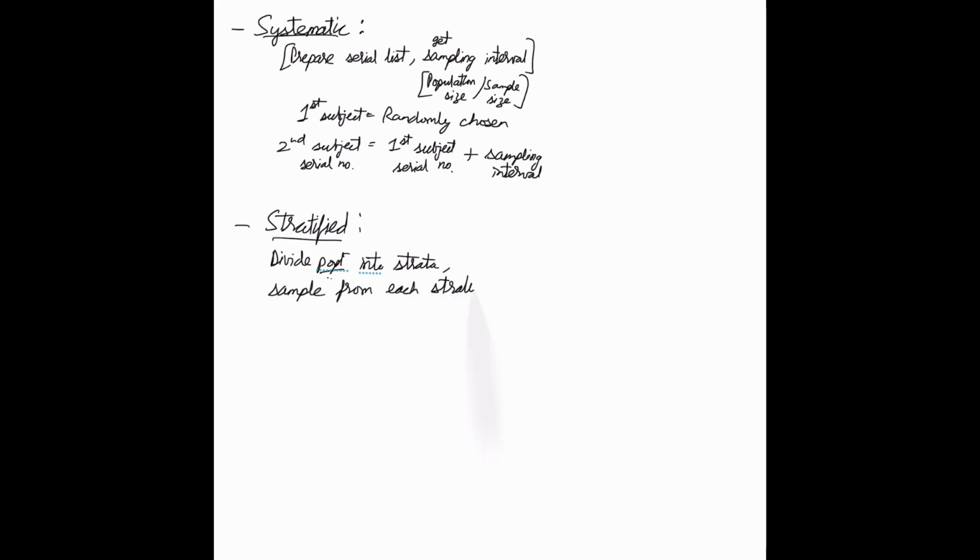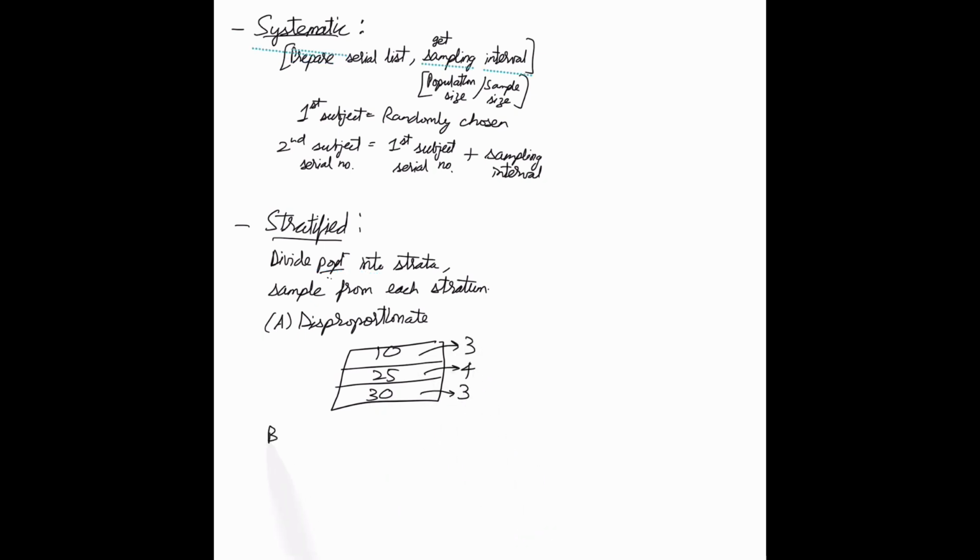Stratified sampling is when you divide the population into various strata based on a few criteria like economic status, etc. And then from each stratum, you can sample. So one method is disproportionate. You will actually understand this better when I discuss proportionate.